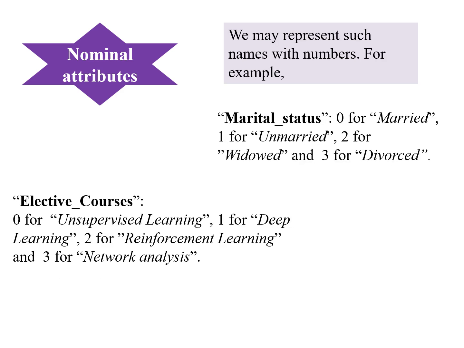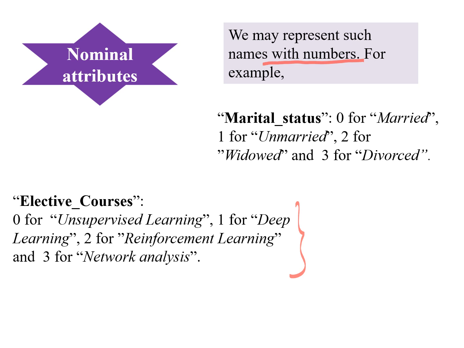Now we could possibly also represent these names with numbers, right? So you could use 0 for unsupervised learning, 1 for deep learning, 2 for reinforcement learning, 3 for network analysis. Very fair, you could do this. And similarly for marital status, you could assign 0, 1, 2, 3 numbers for these names.